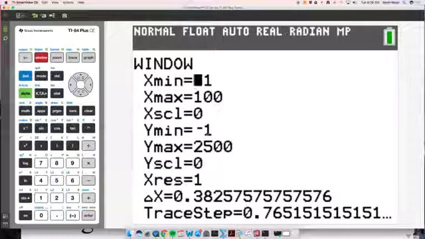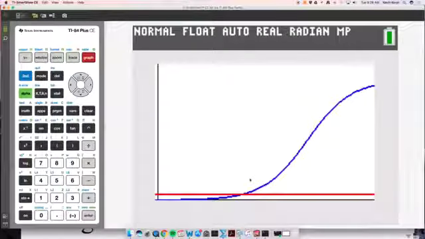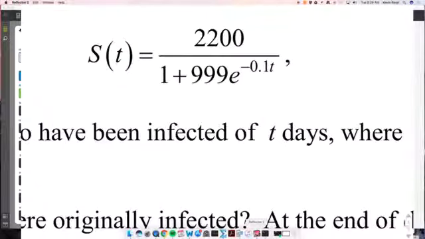I turned the scale off to 0 on the x scale. Y min, I went from negative 1 to, and of course 2500 is easy because you've got 2200 people in the school. Just set it a little bit greater than that and turn your y scale to 0. I actually chose my x max to be about 30 at first, and that was too small, so then I extended it. So once you hit graph, you see this nice S-curve in blue. And now you can answer questions confidently.